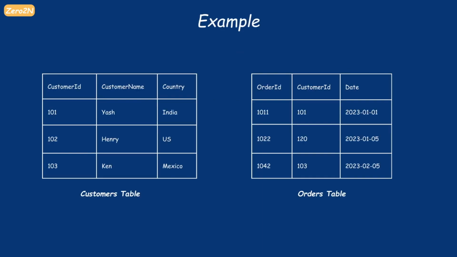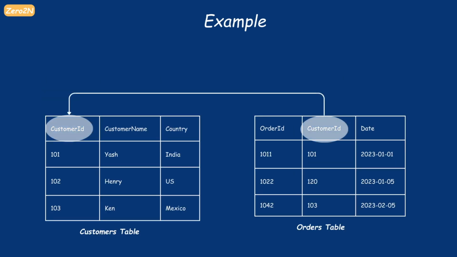Let's take an example. Let's say you have a customers table having attributes customer ID, customer name and country, and another table orders table having attributes order ID, customer ID and order date. And customer ID in orders table refers to the customer ID in customers table. So column customer ID is creating a relationship between the two tables.